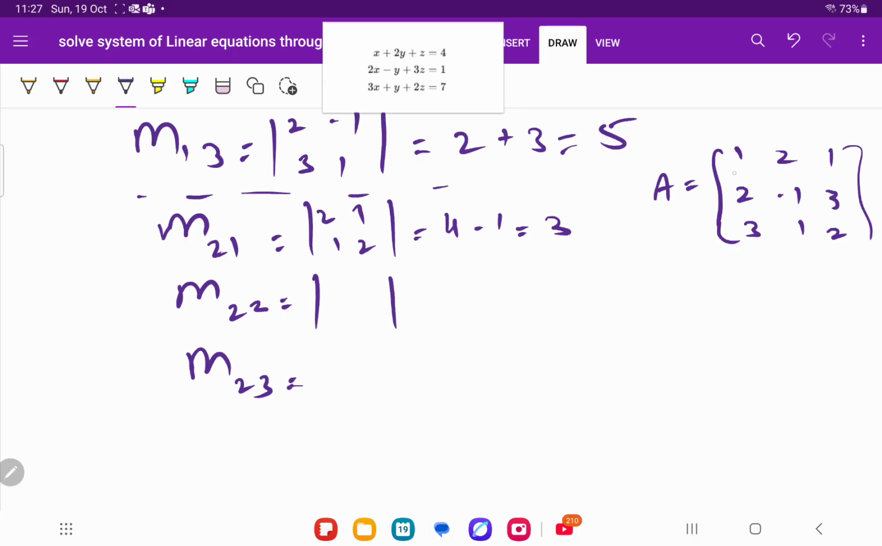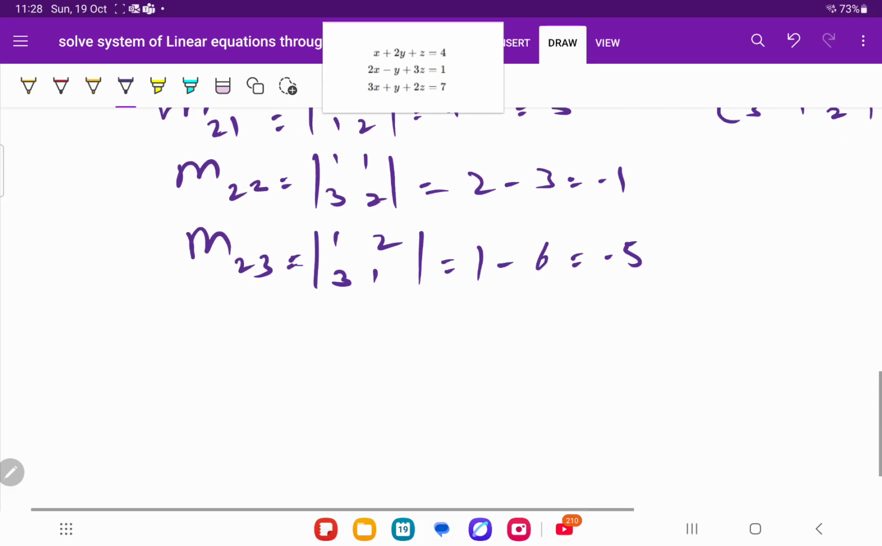2, 2: row 2, column 2. 1, 1, 3, 2. Isn't it? 1 multiplied by 2, answer is 2. 3 multiplied by 1, answer is minus 3, so minus 1. Okay? 2, 3 means exclude row 2 and column 3. So column 3 and row 2. So 1, 2, 3, 1. 1 multiplied by 1, 3 multiplied by 2 is 6, minus 6, so minus 5.